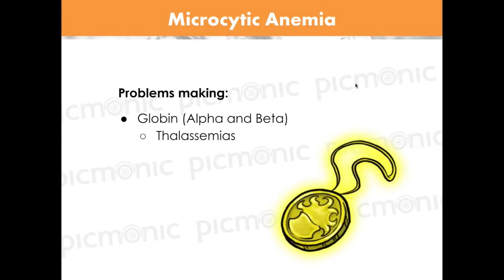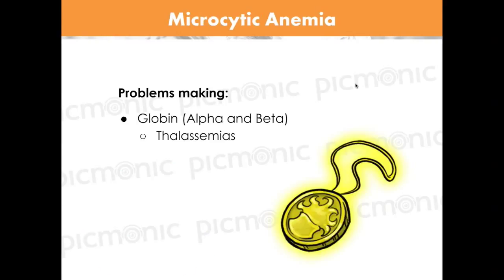Okay, so we talked about the heme part, iron and protoporphyrin, and then there's globin. So what causes globin problems? Thalassemias, of course. So the talisman, and there's a little anemone on there, so you won't forget it.